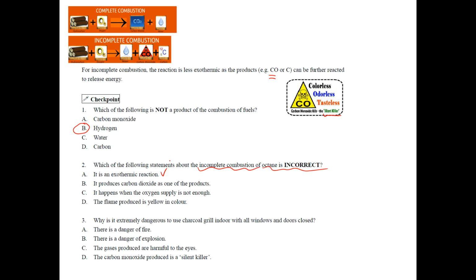Okay, so we had to stop at that point to come back again. And then C, it happened when oxygen supply is not enough. And D, the flame produced is yellow in color. What do you think? B, C, D, which is incorrect? So most likely it should be B, okay? Because the carbon dioxide should be formed in complete combustion.